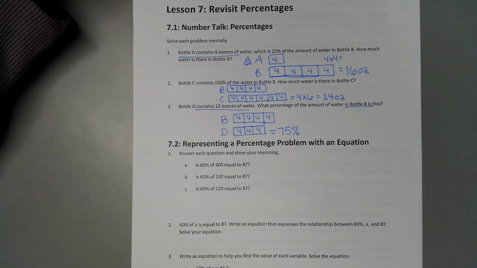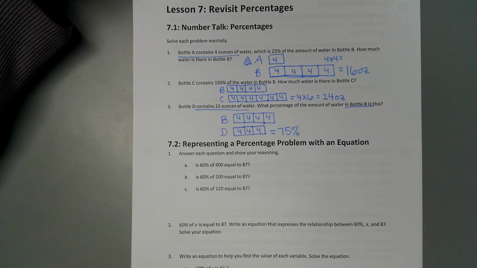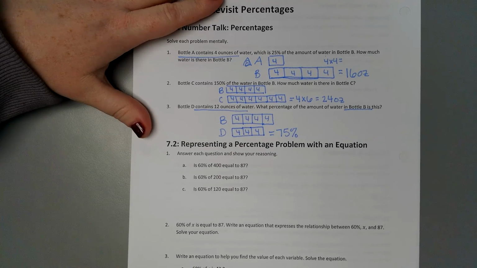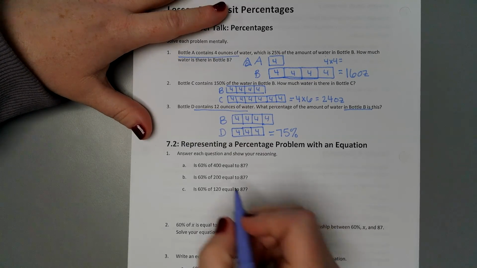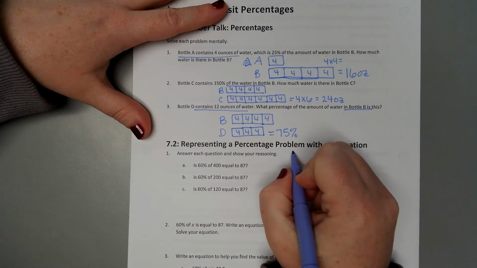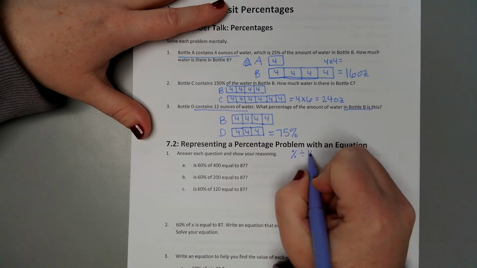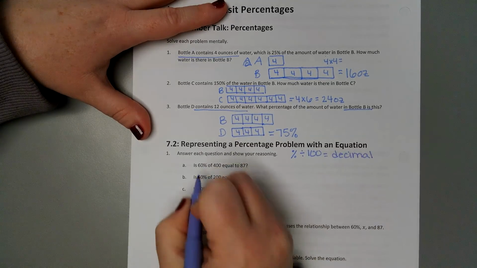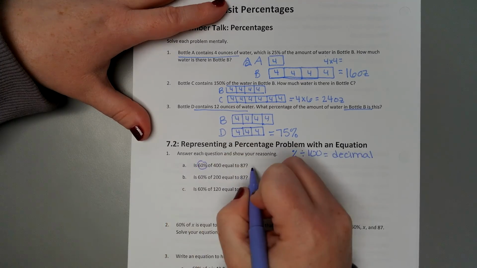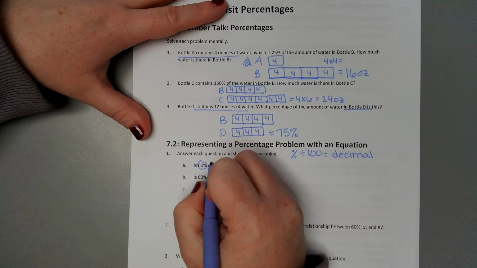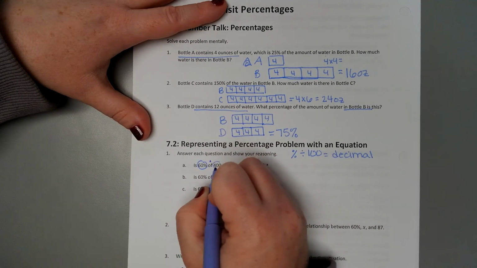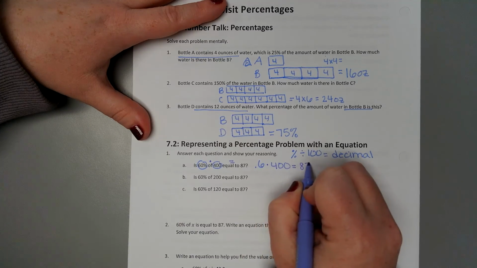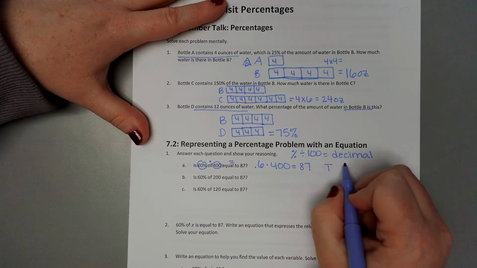7.2, representing percentage problems with an equation. So is 60% of 400 equal to 87? Well, 60% as a decimal: if you take your percent divided by 100, that equals your decimal. So for this first question, 60% is 0.6. Of means to multiply. 0.6 times 400 equal to 87. You're going to solve it and show me if it's a true statement or a false statement.